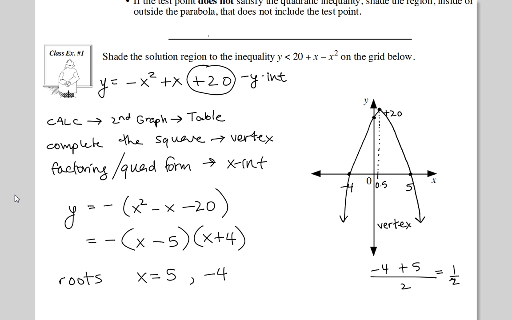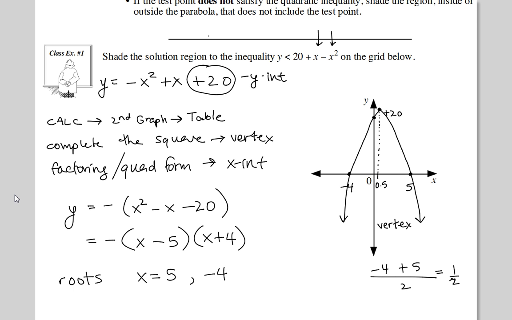You can add up the two x-intercepts and divide by 2. But that only gives me the x value. How would I find the y value? Could you plug it here? Yeah, you could put 0.5 there. Okay. Anyways, it doesn't really matter for the purpose of this question.